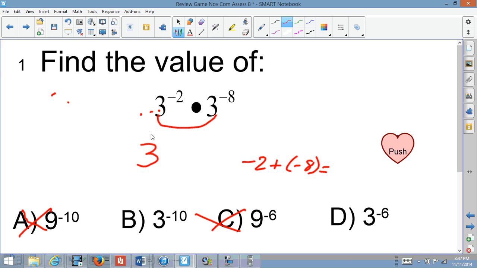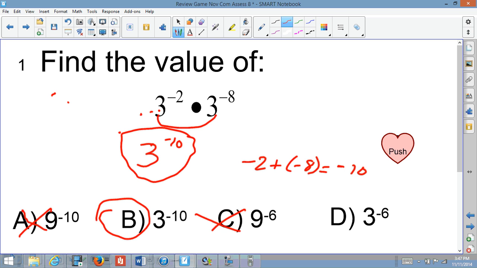signed numbers. If you remember the rules, the same signs, I would add the numbers. That would give me 10 and keep the same sign. So this would give me 3 to the negative 10 power, and that would be my answer. So the correct choice would be B. So you got to memorize your rules for signed numbers because it comes back, especially with exponents.